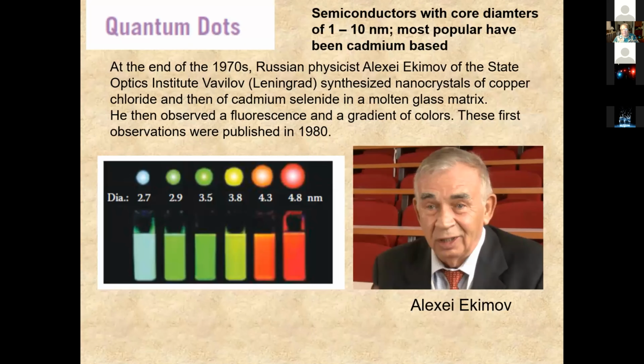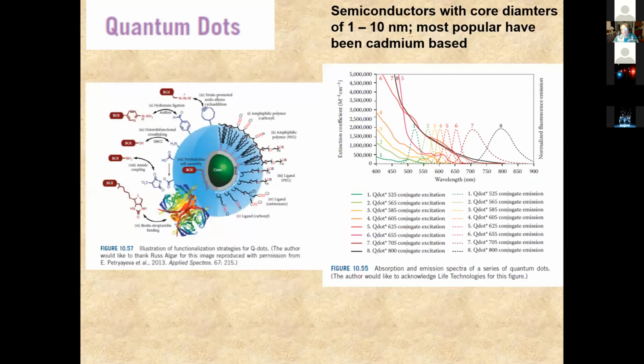Finally, we have quantum dots. In the 70s, Alexei Ekimov first made these, and they're semiconductors. So inorganics, usually cadmium selenide or other ones. And he observed that when you get different sizes, you get different colors. So we can see on the right the different emission spectrum of different size quantum dots.